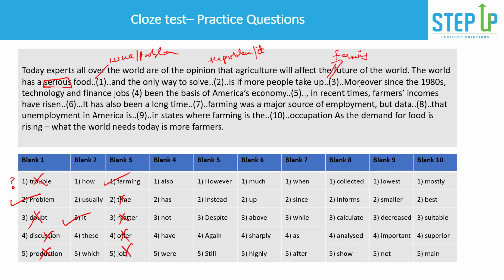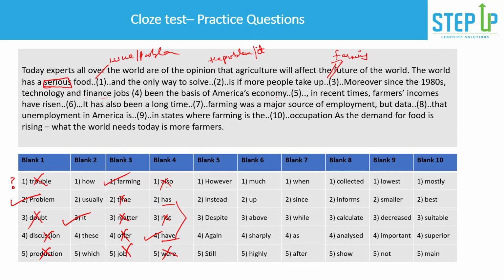Okay, so it's more like moreover since the 1980s, technology, finance jobs dash been the basis of America's economy. So what should be the option? So let's look at also been the basis. Finance jobs, no. Has, okay, has not been the basis, no. Have, were been. So were been is grammatically incorrect. That means the only option is has or have. Now here you're talking about technology and finance jobs. That means two things. So obviously it's plural, right? So subject verb agreement, so it should be have.